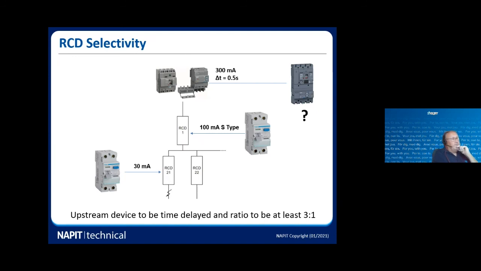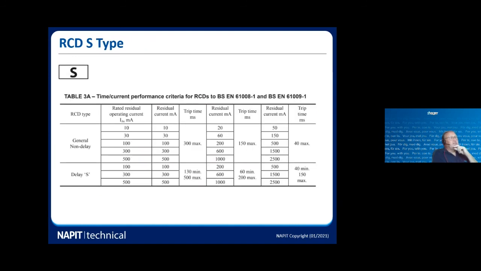Why does it say 0.5 of a second? Because the maximum operating time of an S-type device is 0.5 of a second. This is given to us in a table in Appendix 3, on the slide there. So you can see the delay S-type device will operate somewhere between 130 milliseconds. That's not minutes, that's 130 milliseconds minimum, and 500 milliseconds is the maximum operating time.